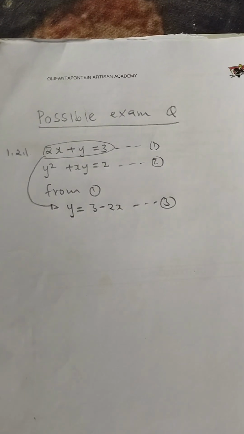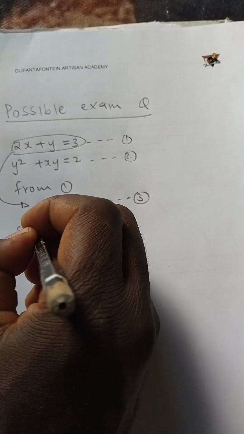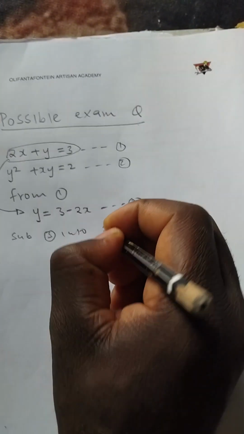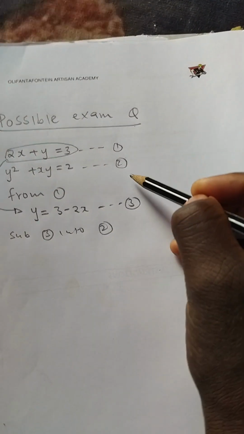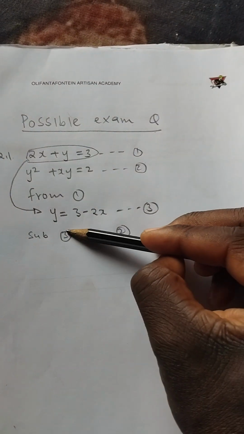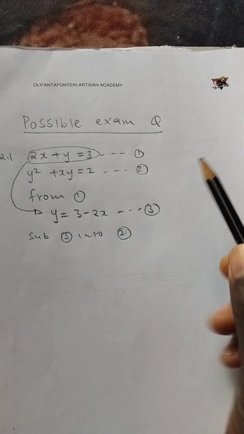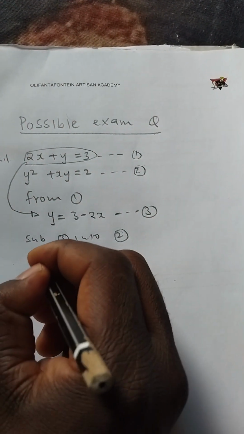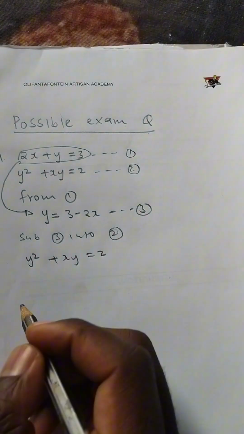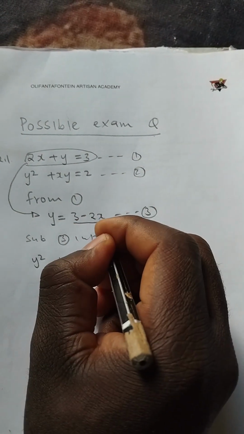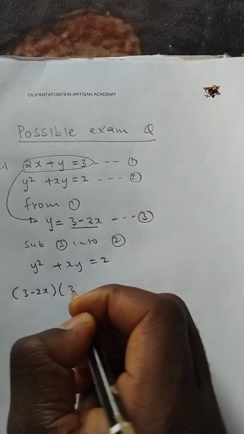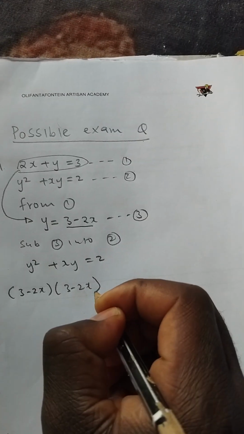Then you say substitute equation 3 into equation 2. Remember, we can't use equation 1 because we already used equation 1 to make equation 3. So we substitute equation 3 into equation 2. Equation 2 is y squared plus xy is equal to 2. Where there's y, we put 3 minus 2x. 3 minus 2x, that's squared.